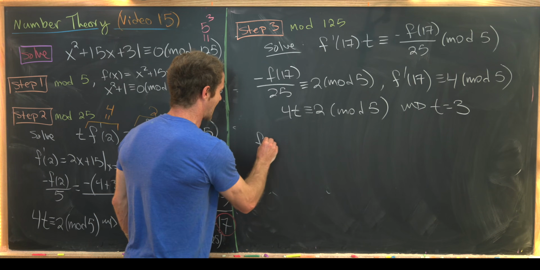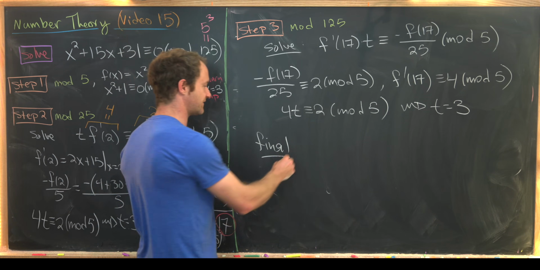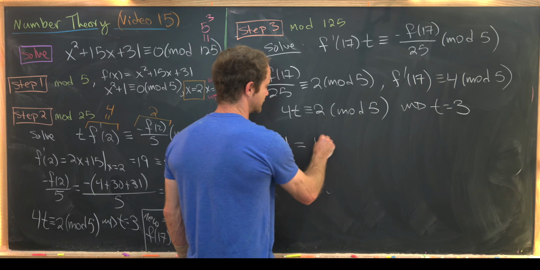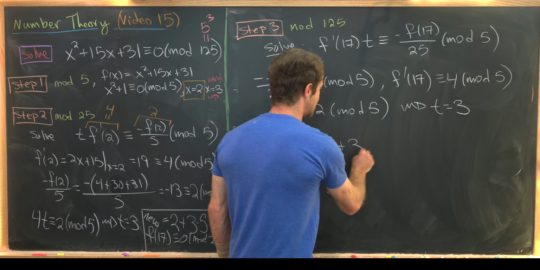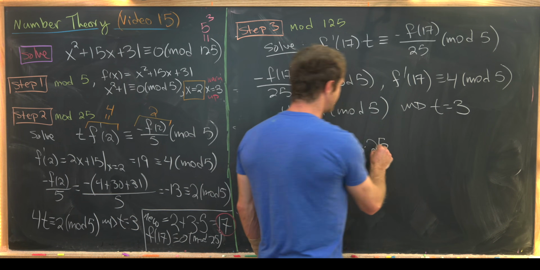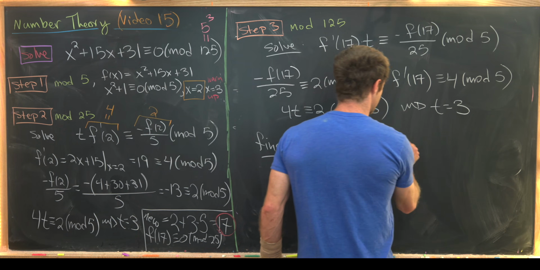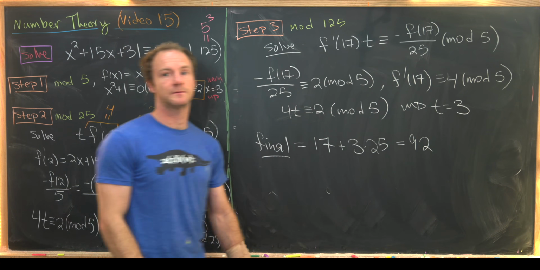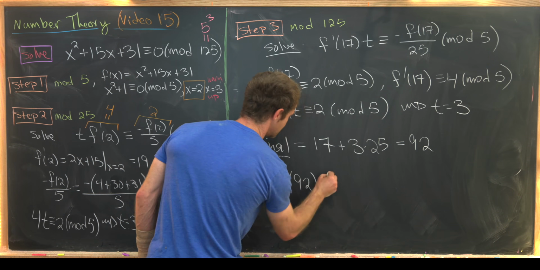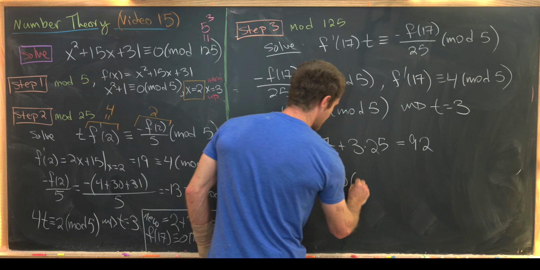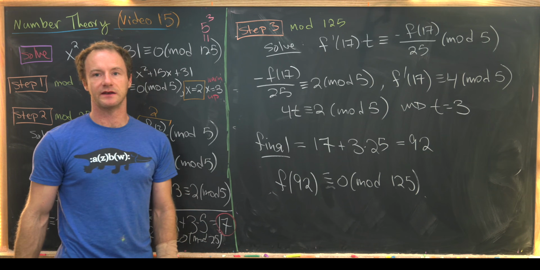And that means we can get our final solution. So this was like an intermediate solution. Our final solution will be our intermediate solution, which was 17, plus our value of t, which is 3, times our new power of 5, which was 25. You can put all that together and see that you get the number 92. And now you can check that f evaluated at 92 is congruent to 0 modulo 125, which is exactly where we want to end up.